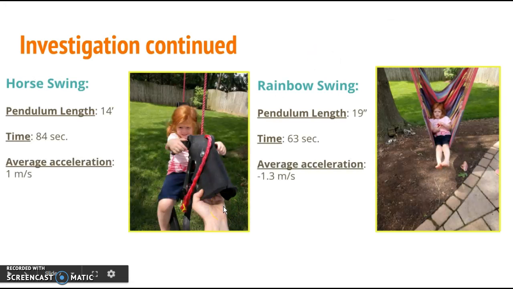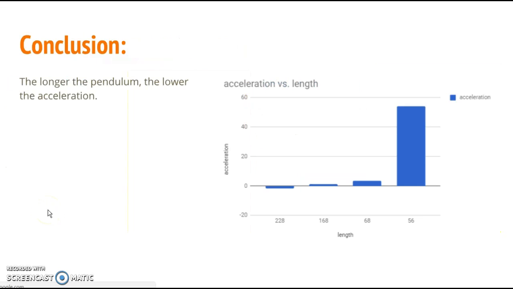Okay, and just for fun, we wanted to continue our investigation and take a look at our horse swing. This horse swing dangles 14 feet, and she had an average acceleration of 1 meter per second. The rainbow swing, it's just a hammock swing, dangles 19 feet. That should be feet instead of inches. And that has an average acceleration of negative 1.3 meters per second.